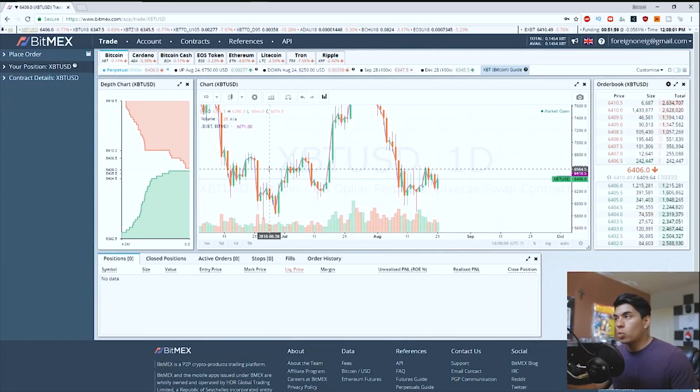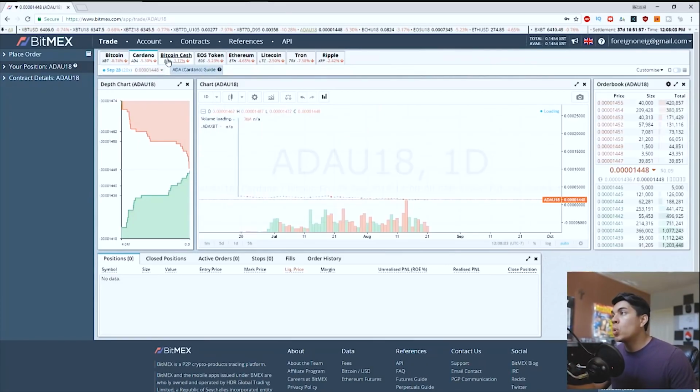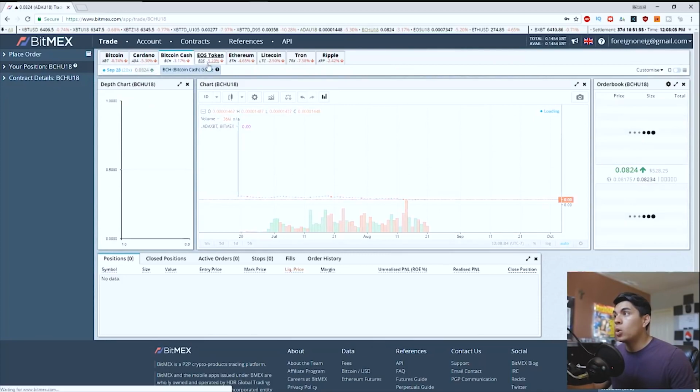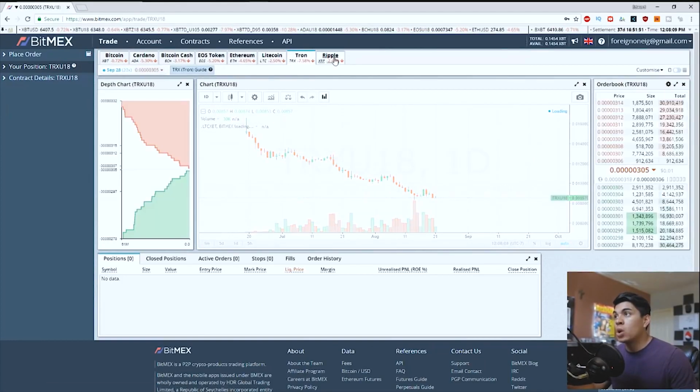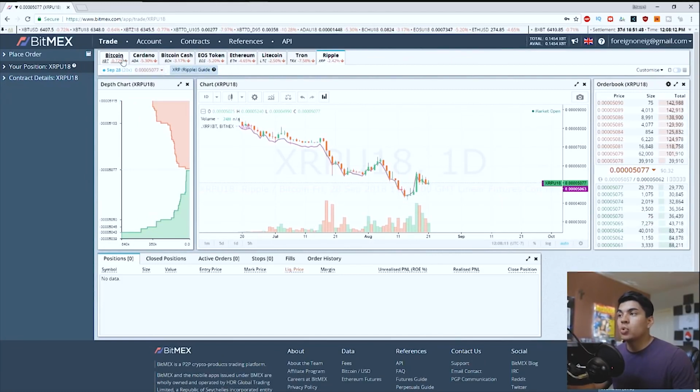So now that we have that out of the way, we also have all the other coins available. You can see we have Cardano, Bitcoin Cash, EOS, Ethereum, Litecoin, Tron, Ripple. So in case you're ever trying to trade other altcoins, they're available. Just note that Bitmex does remove altcoins from time to time.